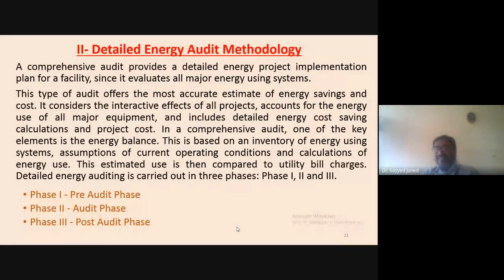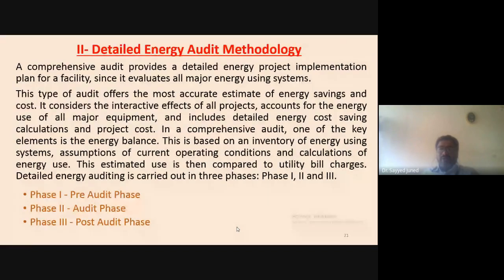The second one is the detailed audit. The audit methodology first involves planning, and second, audit reports. A comprehensive audit provides a detailed energy project implementation plan for the facility. Since it evaluates all major energy using systems, this type of audit offers the most accurate estimate of energy saving and cost. It considers the interactive effects of all projects and accounts for the energy use of all the major equipment.